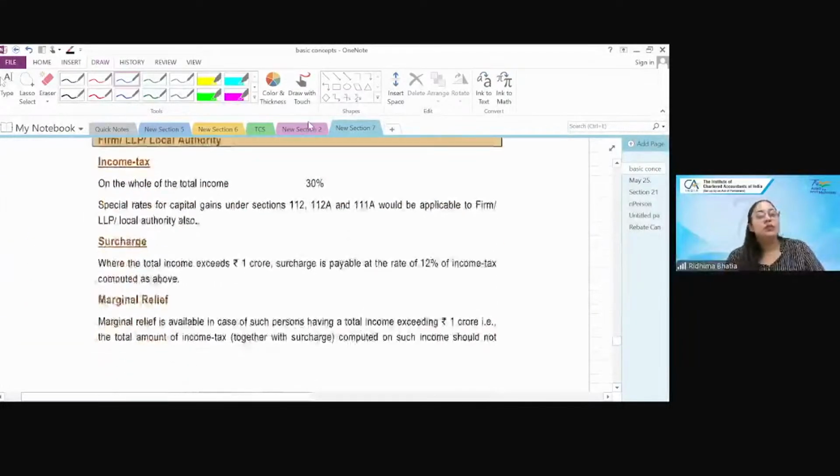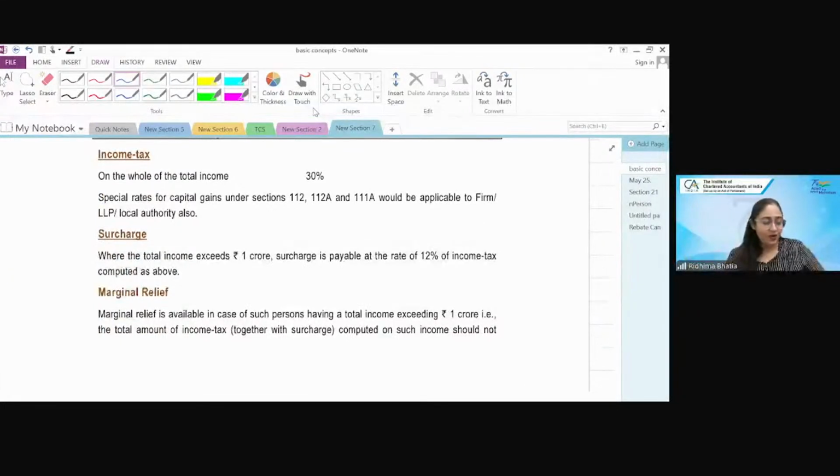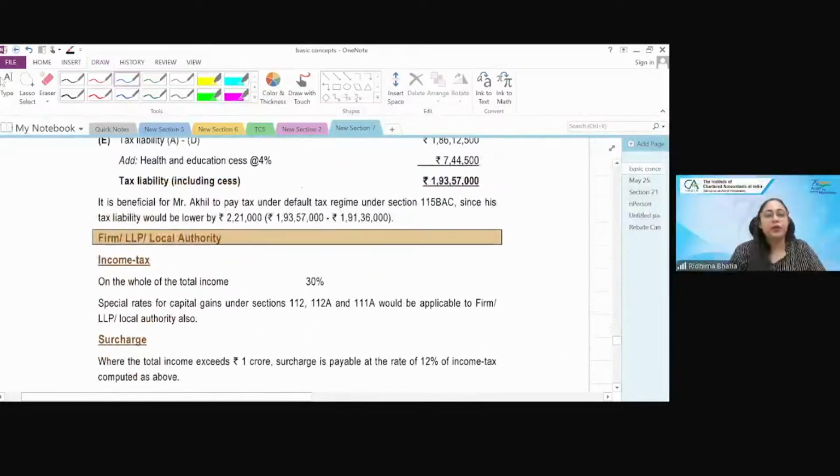So now we move to other SSE. In almost 2 hours, we have completed the entire taxation of individual, HUF, AOP, BOI, and artificial juridical person. Basically, the slab rates, assessee along with surcharge, rebate, cess, marginal relief, everything. So are we all sorted? Cool, perfect. Now let's move to the tax rates applicable to firms and company.